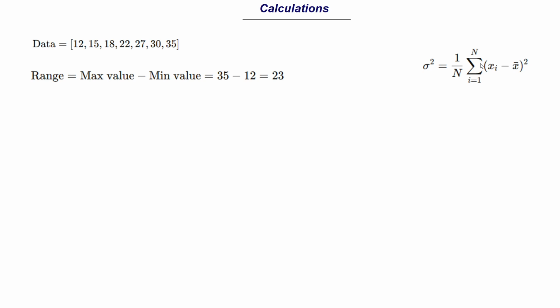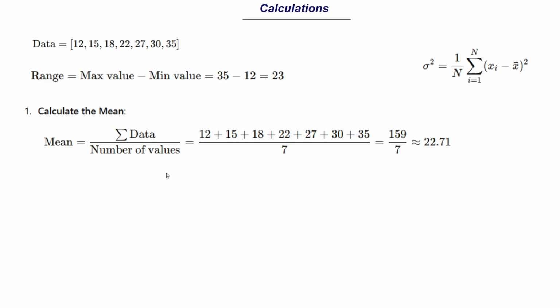So this is the formula. Let's try to first calculate the differences. Before that, let's calculate the mean, because we need it before we can find those differences. Mean is nothing but you add all those values and divide by the total number of values. The total number of values is 7, and if you add the individual values, you get 159. So 159 divided by 7 is approximately 22.71, right?